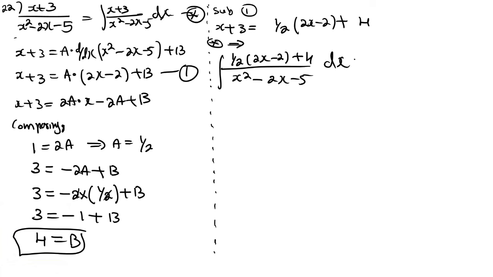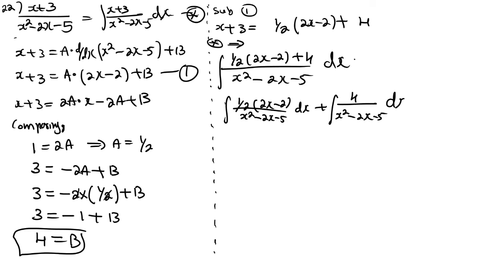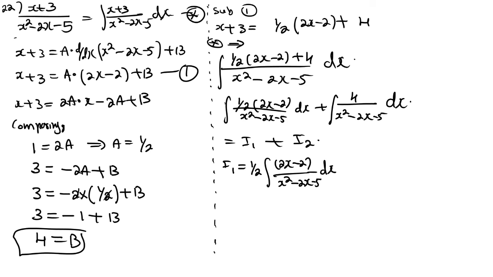In the next step, separate this one. You will get integration of 1 by 2 into (2x minus 2) divided by (x square minus 2x minus 5) into dx, plus integration of 4 by (x square minus 2x minus 5) into dx. So here take the first one as I1, the second one as I2. First consider I1 equal to, keeping 1 by 2 outside, 1 by 2 into integration of (2x minus 2) divided by (x square minus 2x minus 5) into dx.